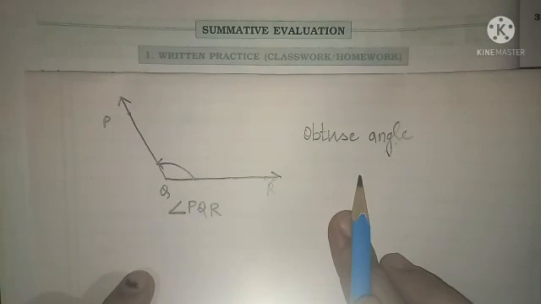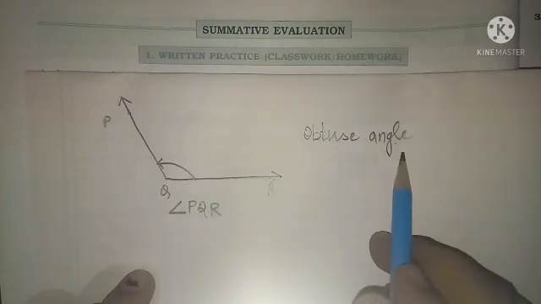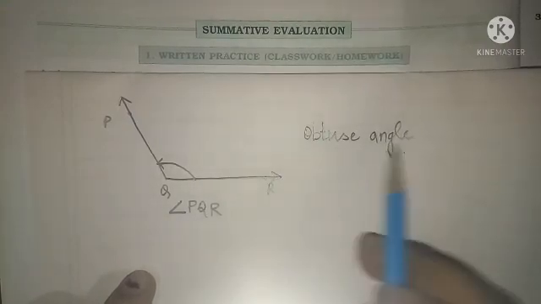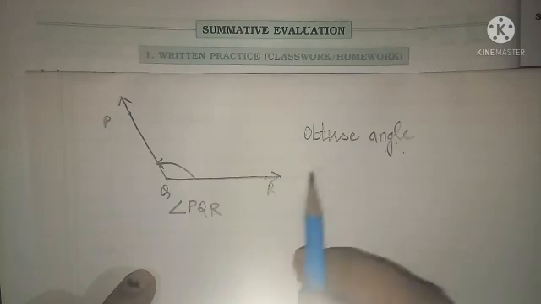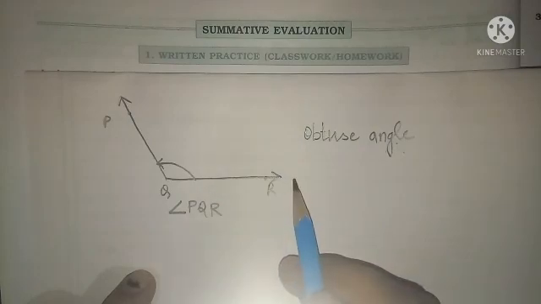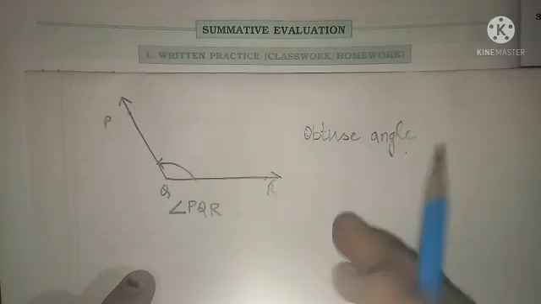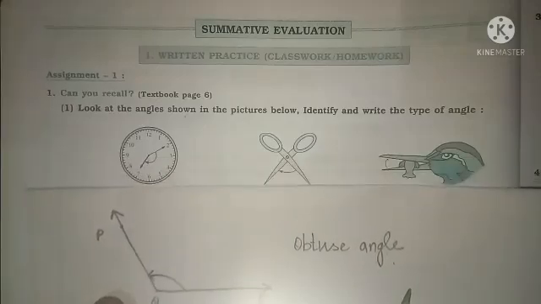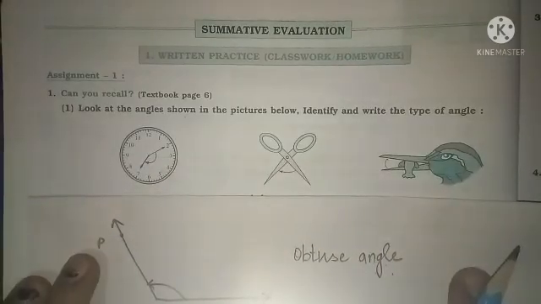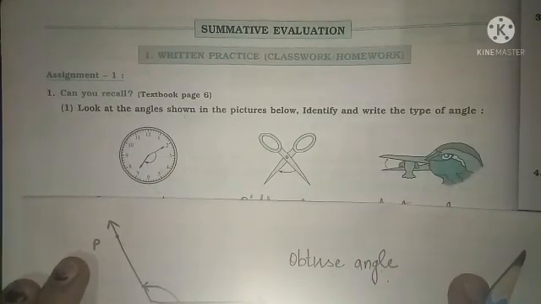Always keep it in your mind that a right angle's measure is always 90 degree, an acute angle's measure is always less than 90 degree, and an obtuse angle's measure is always more than 90 degree. So here we have discussed three angles. The first one was your right angle, the second one was your acute angle, and the third one was your obtuse angle.